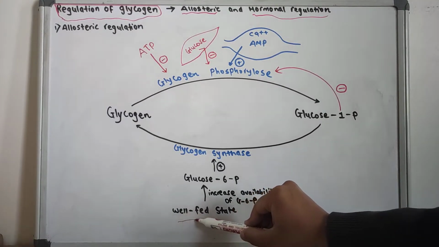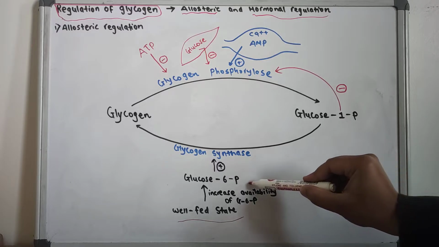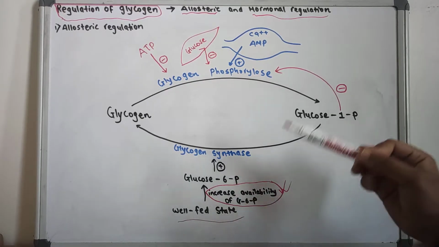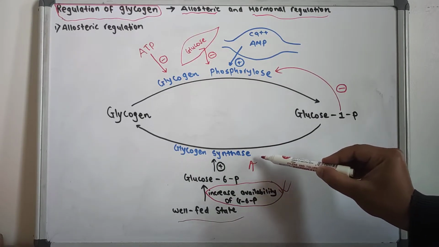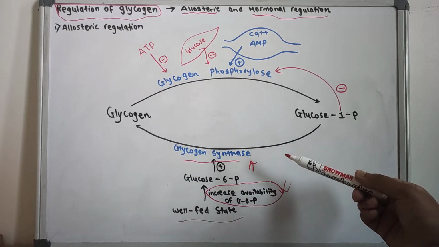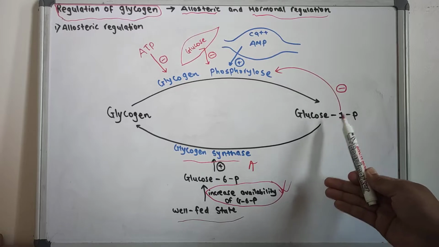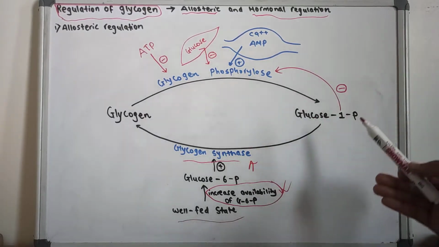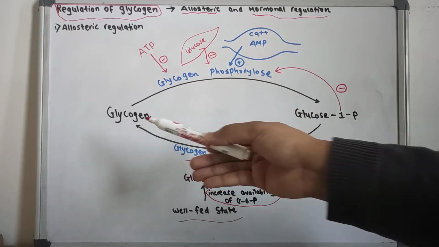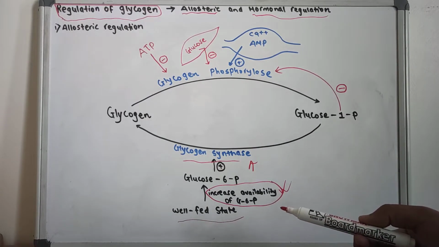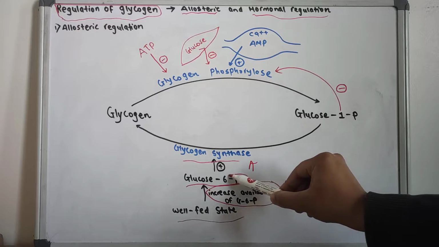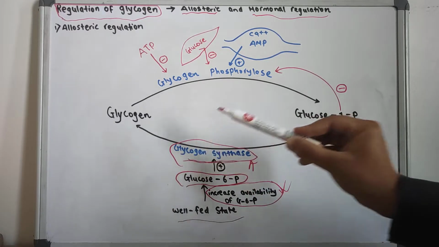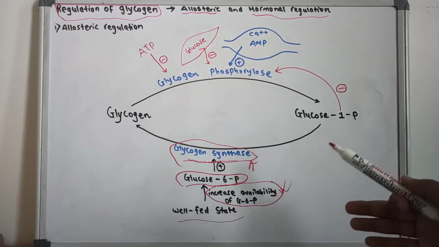In the well fed stage, there is increased availability of glucose 6 phosphate, and this glucose 6 phosphate enhances the action of glycogen synthase. If there is enhancement of glycogen synthase, there is conversion of glucose 1 phosphate to glycogen. That means in the well fed stage, there is more conversion of glucose 1 phosphate to glycogen, and eventually this glycogen is stored in the liver. So the increased availability of glucose 6 phosphate increases the action of glycogen synthase, which increases the conversion of glucose 1 phosphate to glycogen.